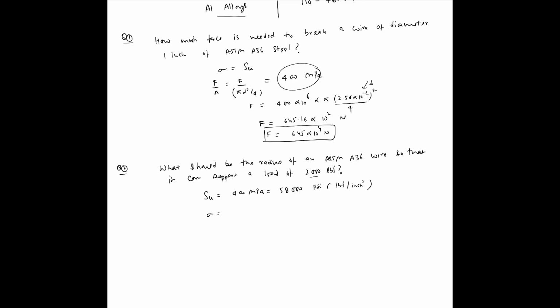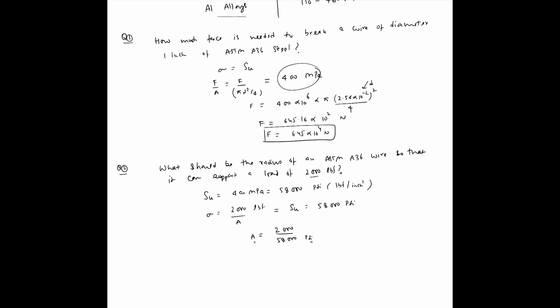So what is the stress? Stress is equal to force, which is 2,000 pound force, divided by the area, right? And area is what we're looking for, and we'll compute what that is. So when sigma, the stress, is equal to S sub U, then we know the wire is going to fail, right? So we're looking for what should be the radius so that it gets to that point. So this is equal to 58,000 psi, right? So we get A equal to 2,000 divided by 58,000 psi, right? So this is going to give us the area in inch square, because we have psi over here.